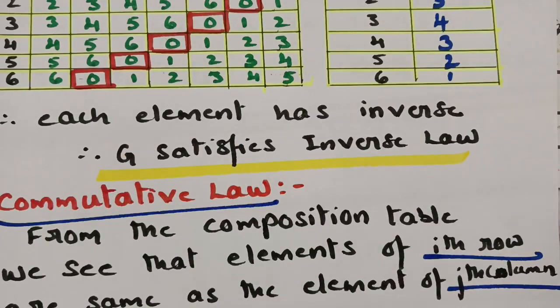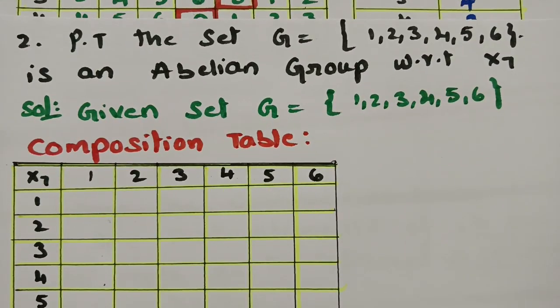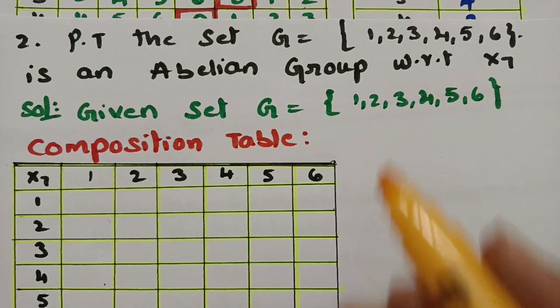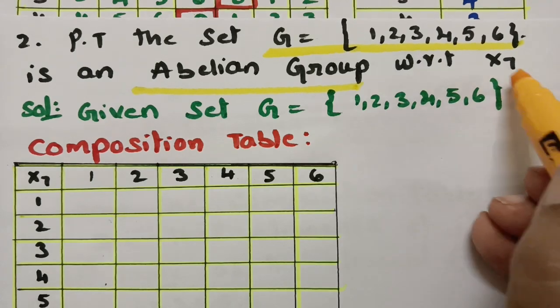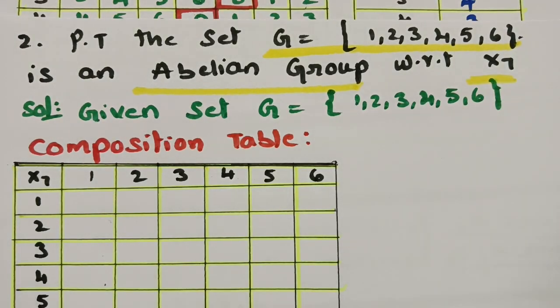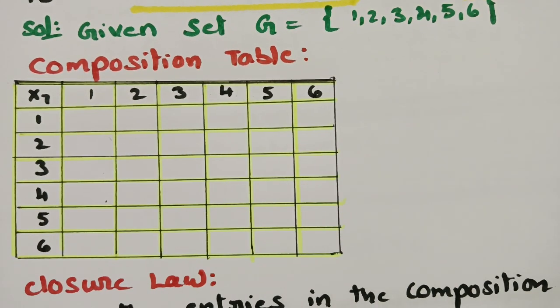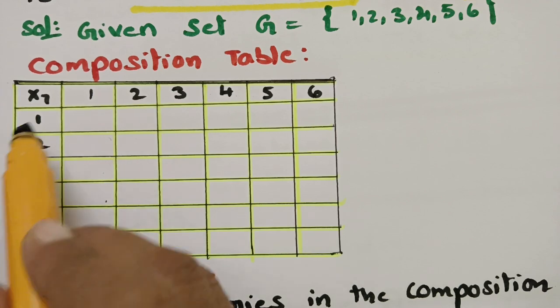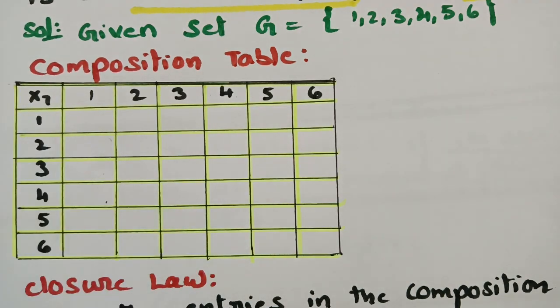Clear? And the second question here is, now we have to show that the given set G, which is 1, 2, 3, 4, 5, 6, with no 0, is an abelian group with respect to the binary operation multiplication modulo 7. So from the composition table, we have to fill all the table entries. What is multiplication modulo 7? When a and b are multiplied, we take the remainder when the product is divided by 7.